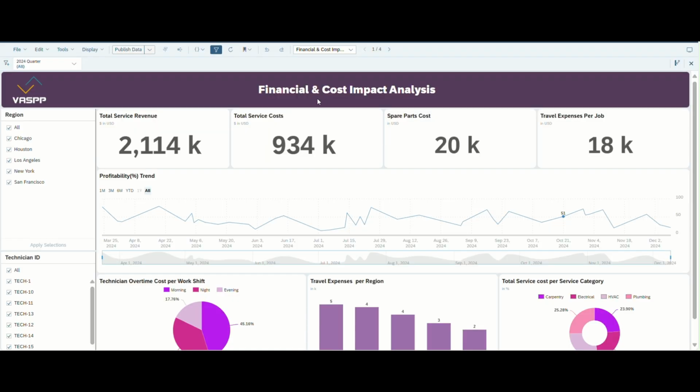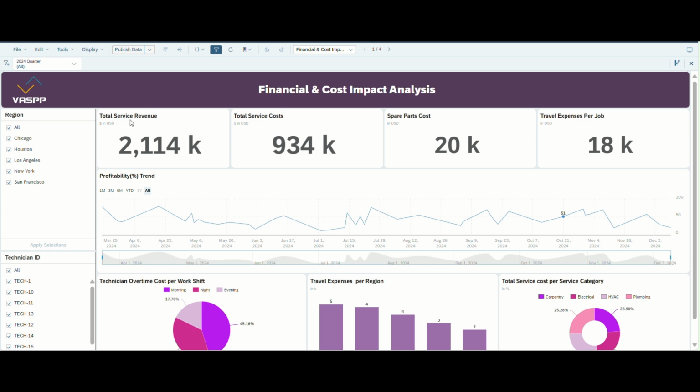Welcome to our walkthrough of the Financial and Cost Impact Analysis Dashboard, a centralized intelligence hub designed to give finance heads, service managers, and operational leaders a clear, data-driven view of how field service activities are impacting the bottom line. We begin at the top with 4 core financial KPIs that act as your control tower for service operations.